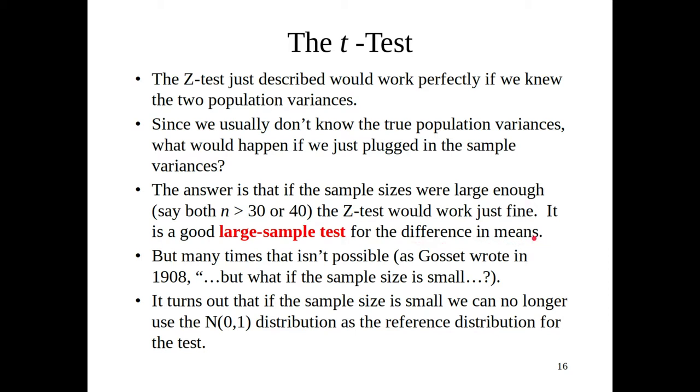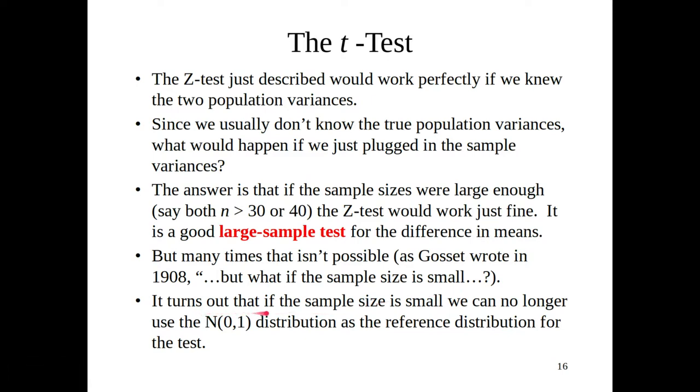In our problem of Portland cement formulation, our sample size is 10. So if we don't know the population variance, and our sample size is also not large enough, the z-test wouldn't work. But many times, like in our case, that isn't possible. As Gossett wrote in 1908, but what if the sample size is small? Then what can we do about it?